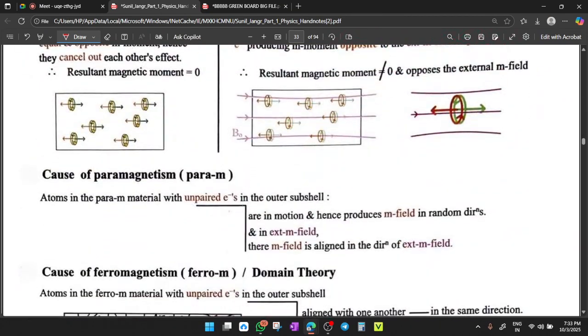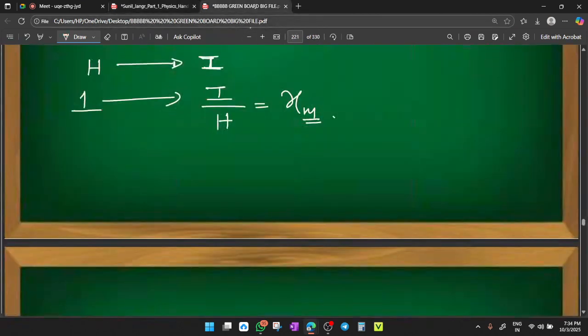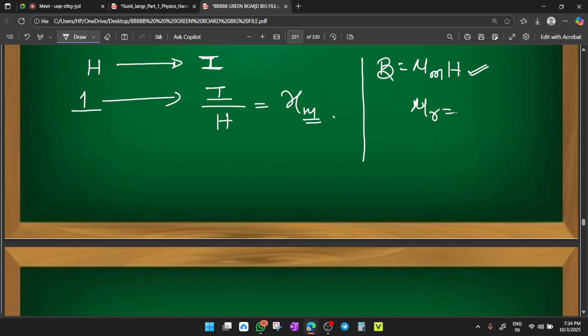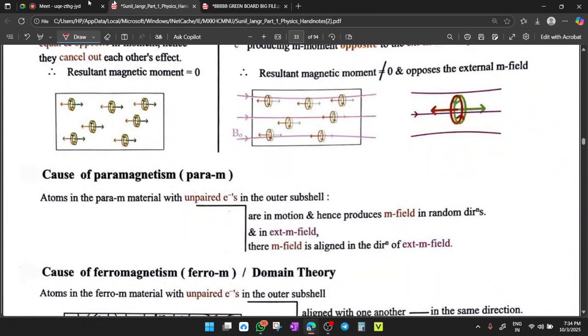See here, as B equals mu into H, B equals mu medium into H. Got the point? Now, you know, relative permeability equals the permeability of the medium divided by the permeability of air. So, mu medium equals mu relative into mu air. Clear? So, mu relative into mu air.